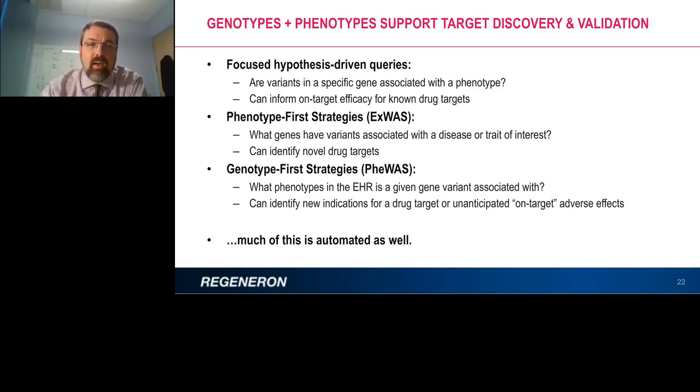And also, really interesting with this data set because of the richness of the phenotype data, genotype first strategy. So saying what phenotypes in the health record is a given gene variant associated with? Can we identify new indications for a drug target, or unanticipated adverse effects that can really inform a program as it's moving through development? And most excitingly, a lot of this is automated now for us as well. So we don't have to wait to think and ask the question. We can pre-compute some of these things, and then those questions can be asked in terms of queries on a data resource.